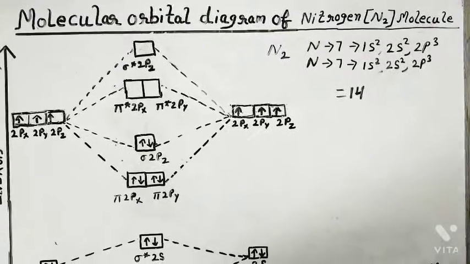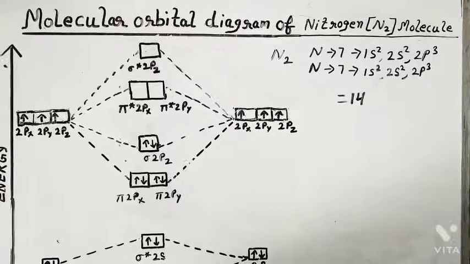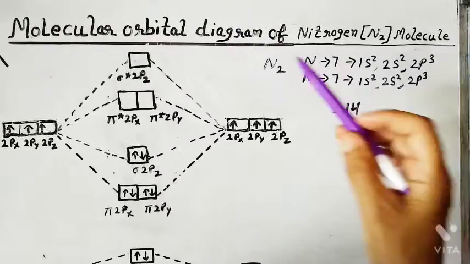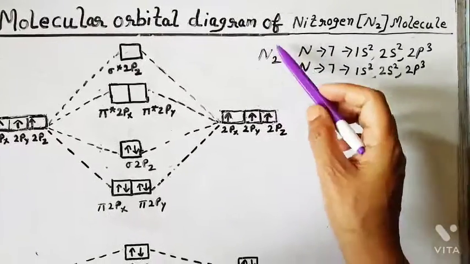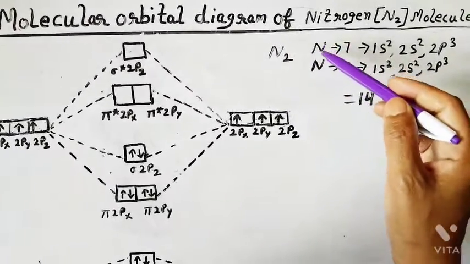Hello students, today I am going to explain a new topic, that is molecular orbital diagram of nitrogen molecule. So this is nitrogen molecule, formula is N2 and it is made up of 2 nitrogen atoms.